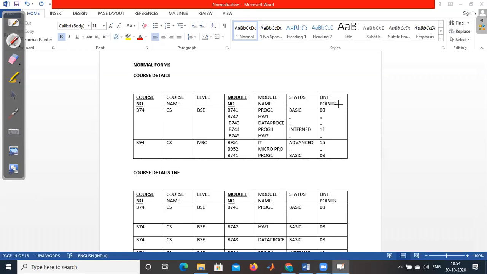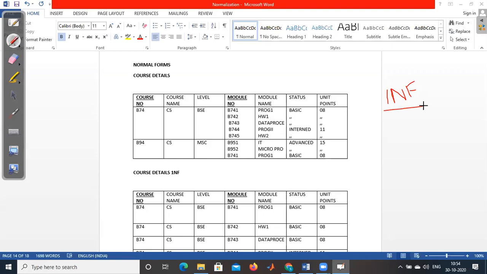According to normalization, there are many normal forms: first normal form, second normal form, third normal form, Boyce-Codd normal form, fourth normal form, as well as fifth normal form. Now we are going to study up to third normal form. In the next class, we will discuss the remaining ones. First normal form: what is first normal form? According to first normal form, all domain values must be atomic.